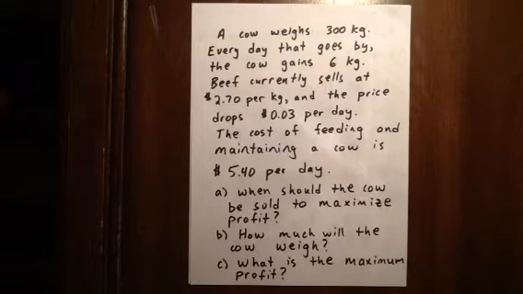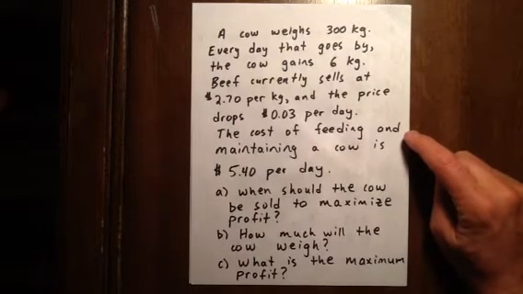In this question we have a cow that weighs 300 kilograms, and every day that goes by the cow gains 6 kilograms. So beef is currently selling at $2.70 per kilogram, but the price is dropping 3 cents per day. So we can see that on one hand the cow is gaining weight every day. That's good for revenue. But on the other hand, the price is going down each day, so that's bad for revenue. So we have some competing interests.